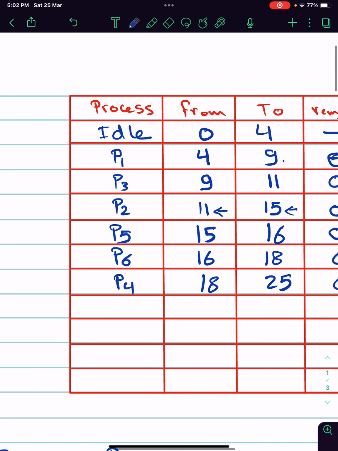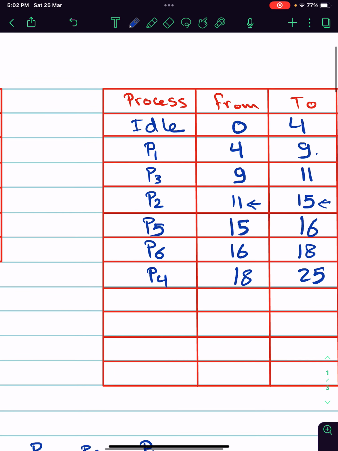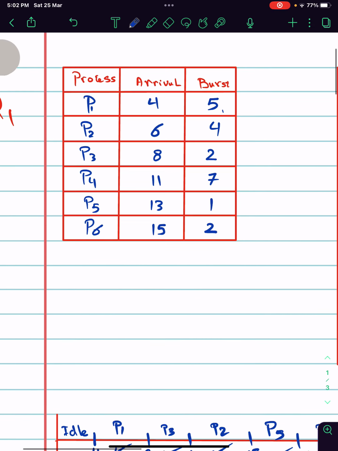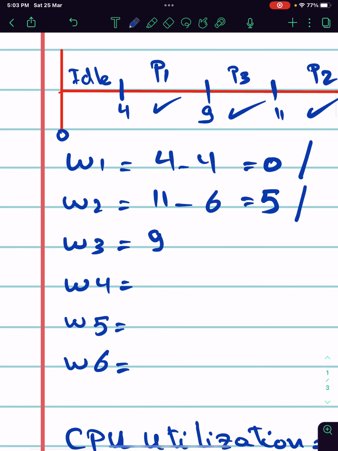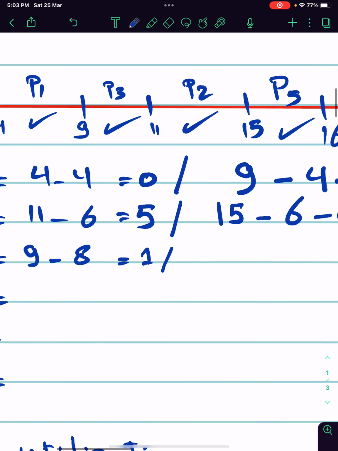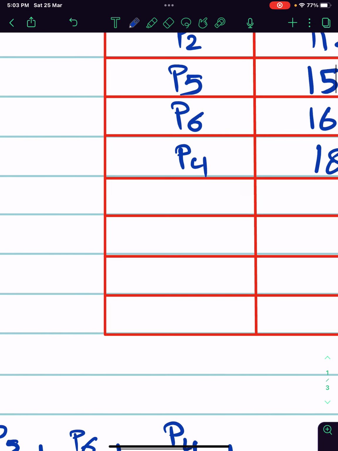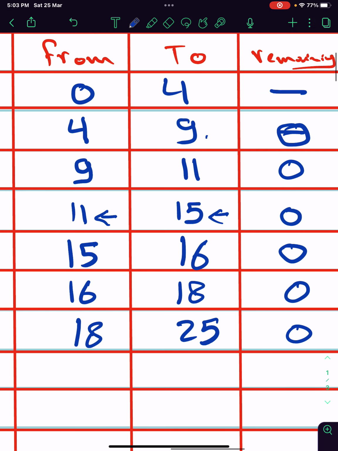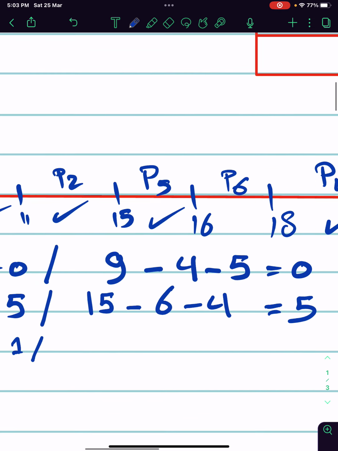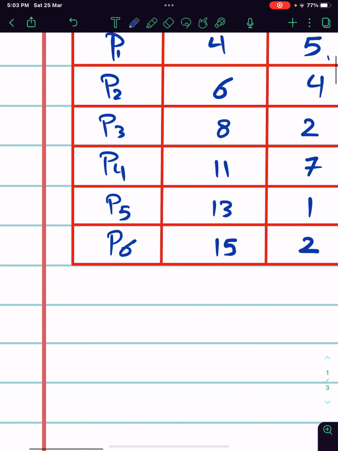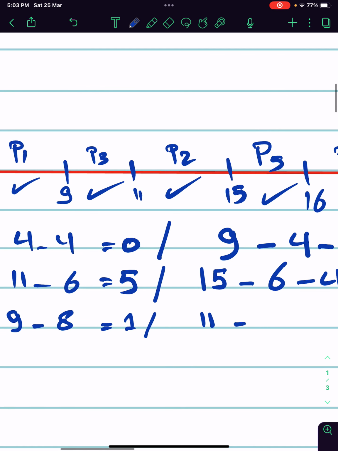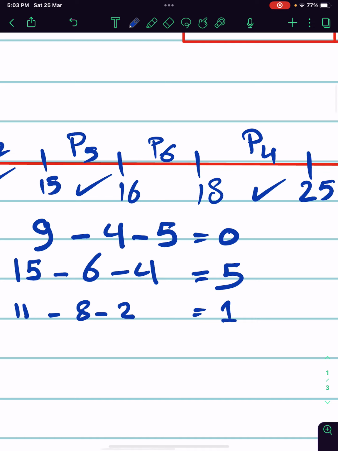P3, it started at time 9 and it arrived at time 8. So here it is start minus arrive. This is going to be a 1. If you use the other equation, you will find that P3 finished at time 11. Here, 11, arrived at time 8 and the burst is 2. So this is going to be a 1.